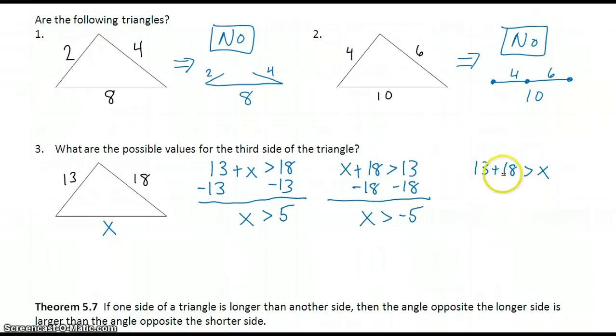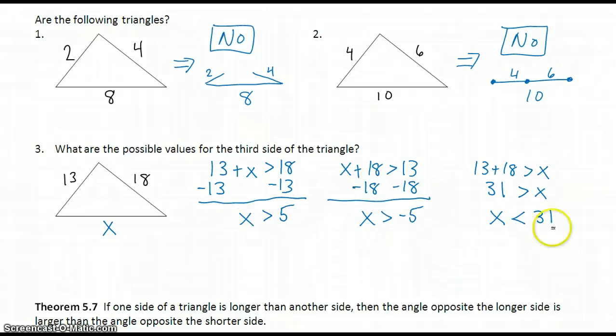Thirteen plus 18 is 31. And I want my x value to be on the left side, so I'm going to flip this inequality around and put the x on the left and the 31 on the right. And this says 31 has to be greater than x, which means when I flip it around, x has to be less than 31.